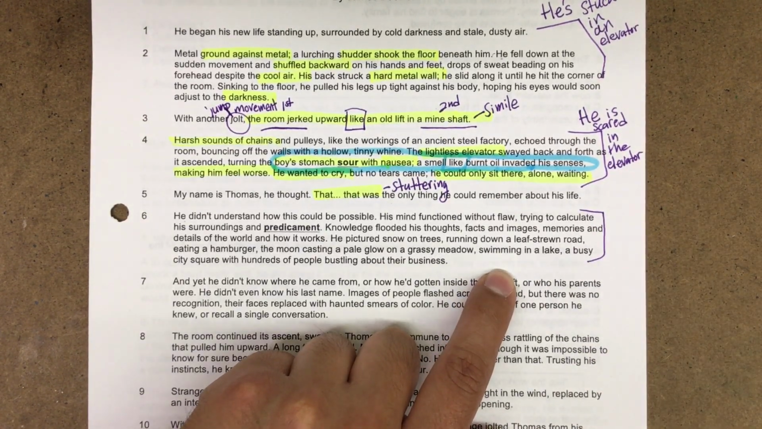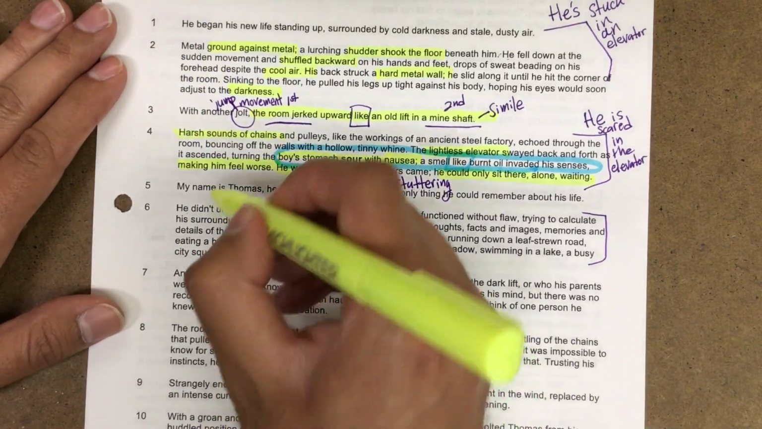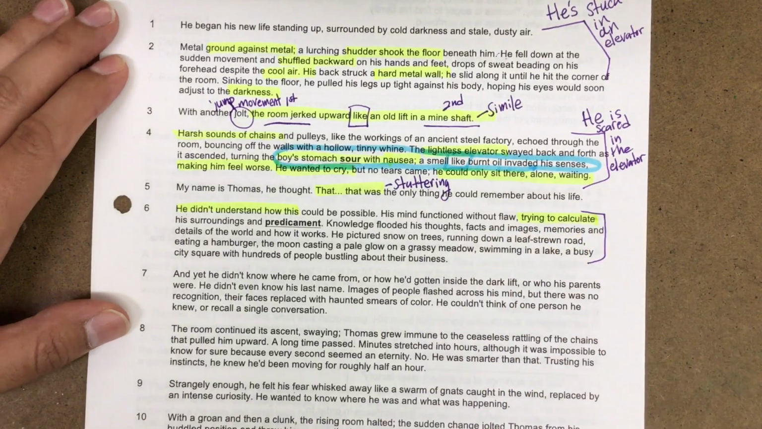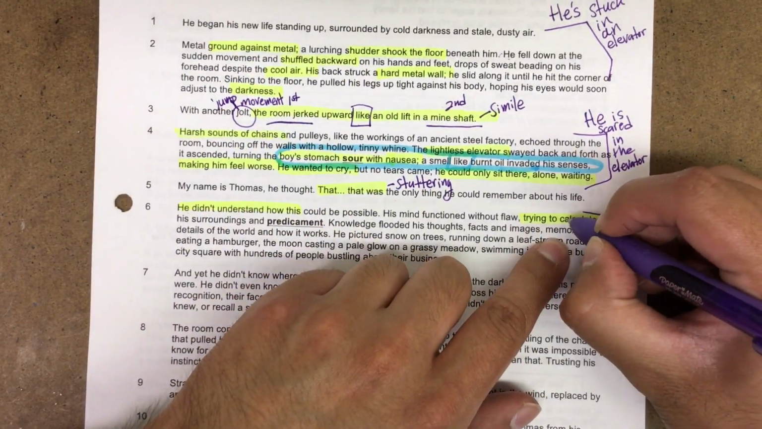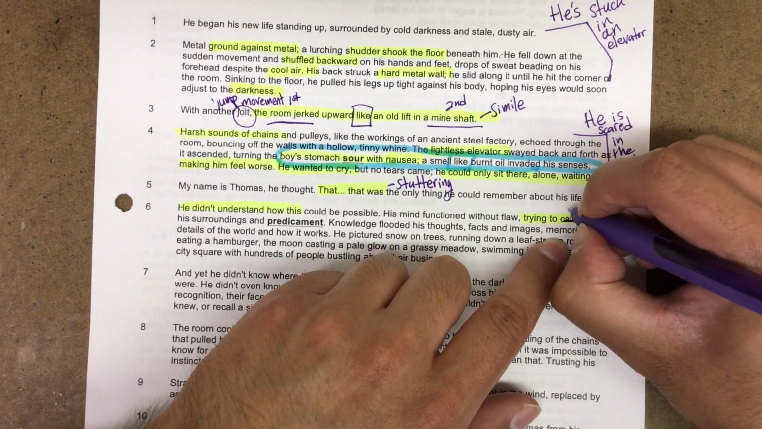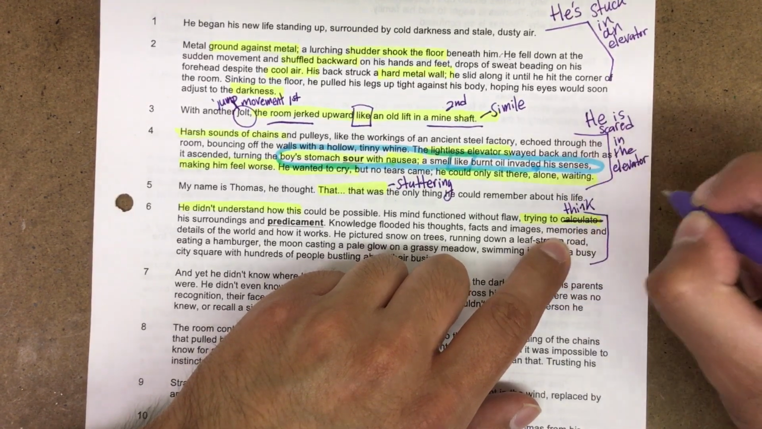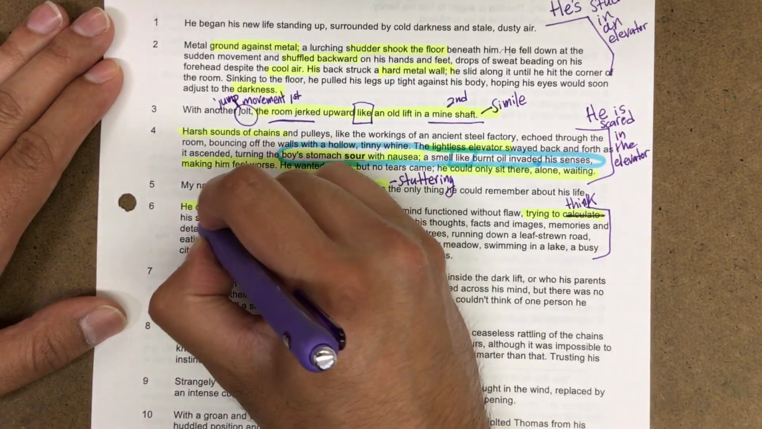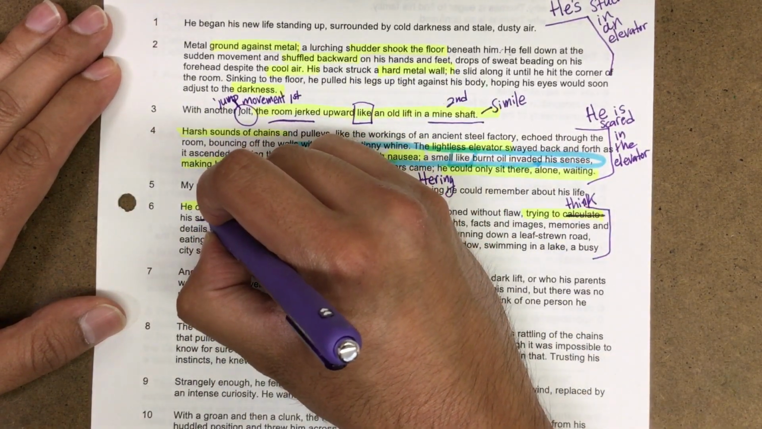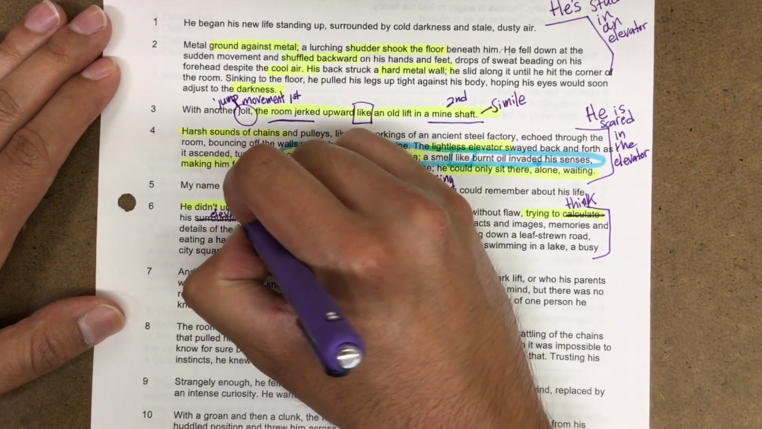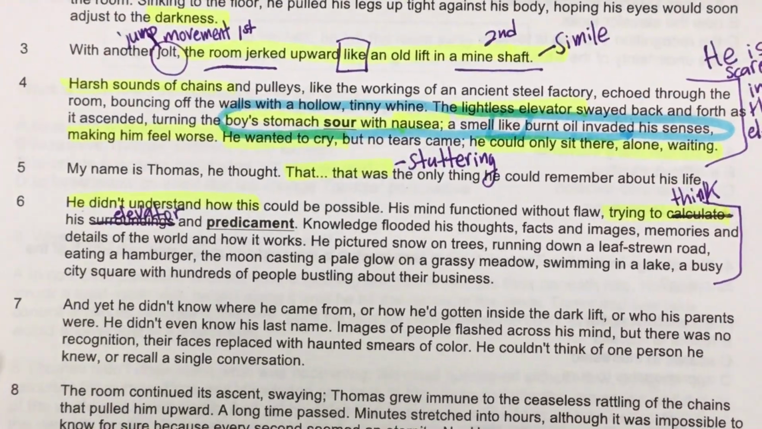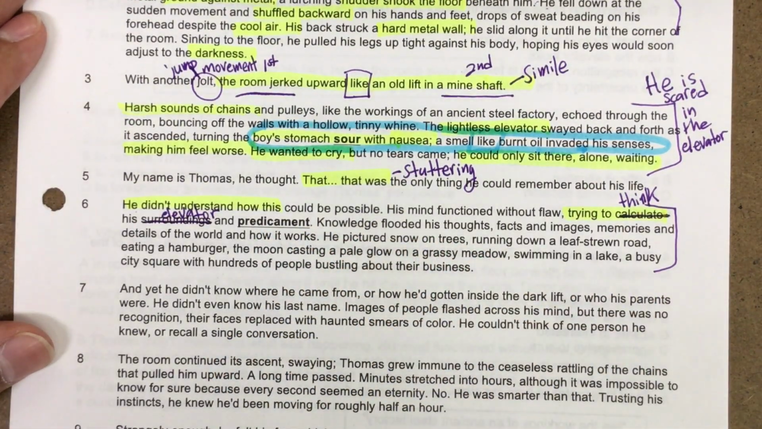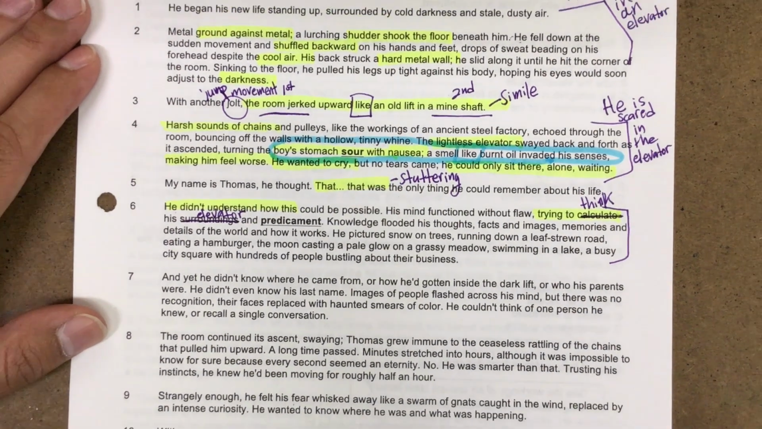So we need to ask ourselves, good readers, go back and look at the clues. He didn't understand. He's trying to calculate. So above, cross out the word calculate. The word calculate means think. He's trying to think. His surroundings, that basically means the elevator. So please write that down. And predicament. Knowledge flooded his thoughts, facts and images, memories and details of the world and how it works.